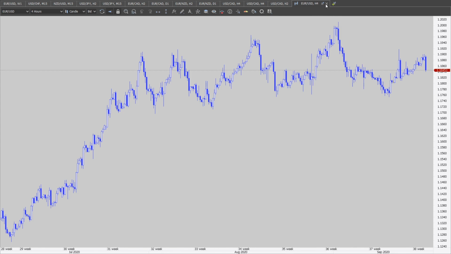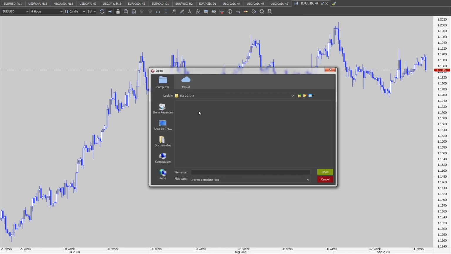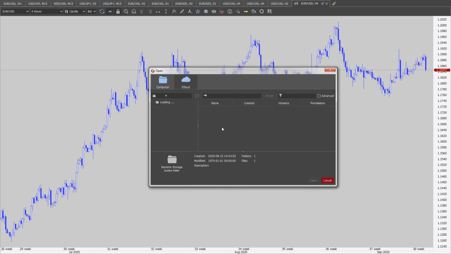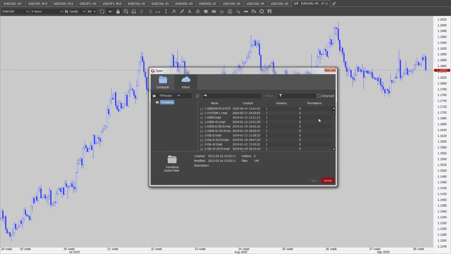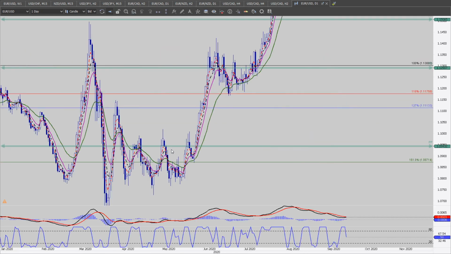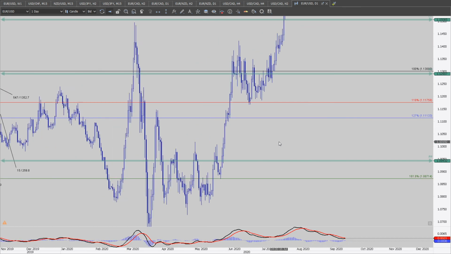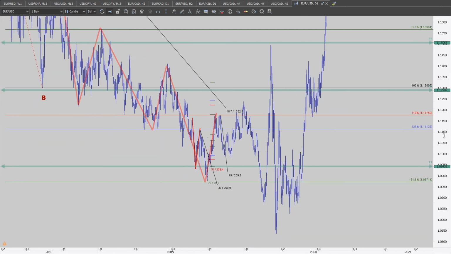Okay, so let's open, everybody, the Euro dollar daily chart first. The daily chart, not the 4 hour chart. Just give it a second. Euro dollar. Come on, Windows 7. Euro USD daily chart open, so we can check. A lot of unnecessary indicators, and let's compress the chart.